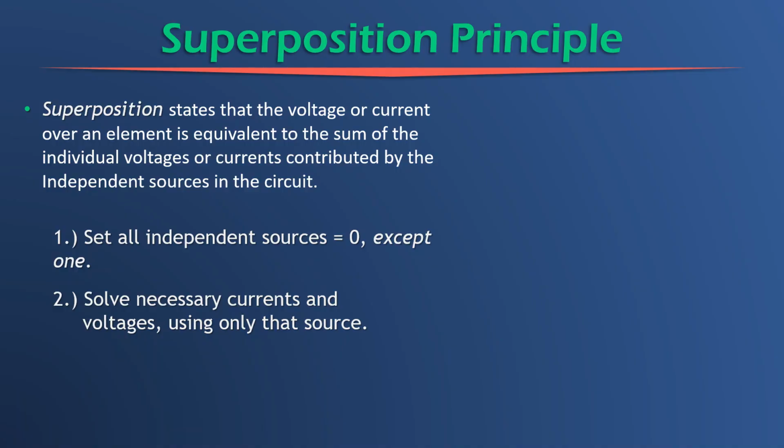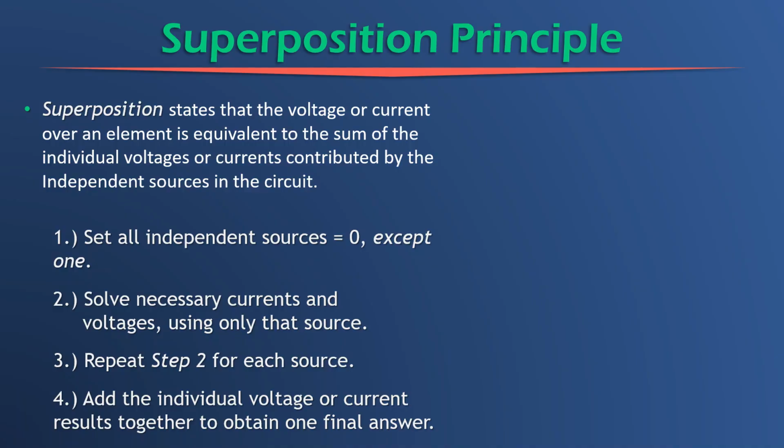The second step would then be to solve for the necessary currents and voltages using only that one independent source that's activated. Step 3, repeat step 2 for each of the sources that are connected to the circuit. And then finally, add all the individual voltage or current results together to obtain one final answer.